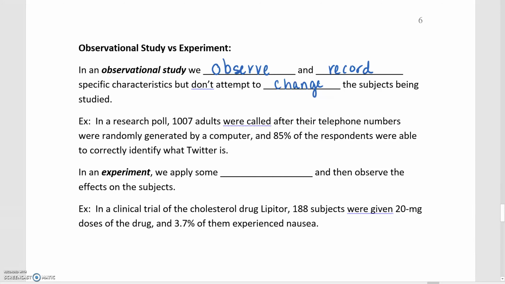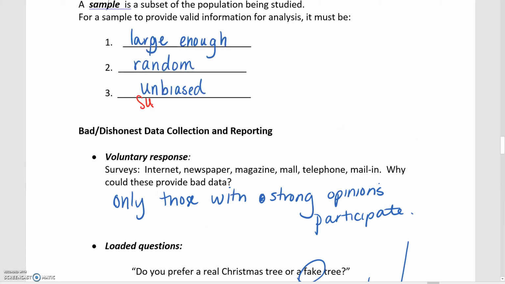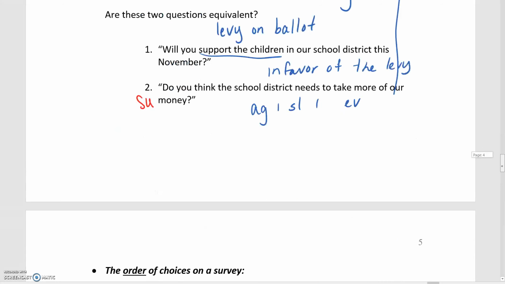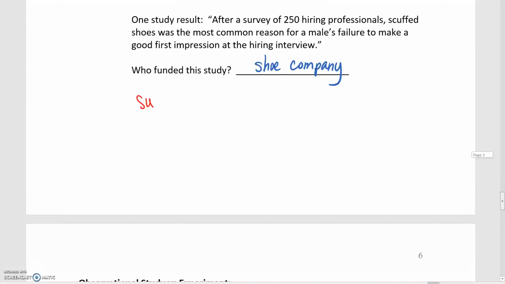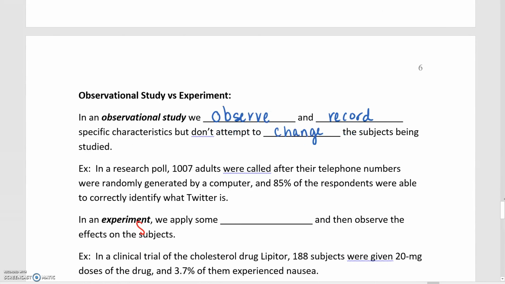So examples of an observational study: any type of survey where you're just asking people for their opinions, but you're not doing anything. When you're just taking measurements, but you're not doing anything that would influence those measurements, those would be observational studies.